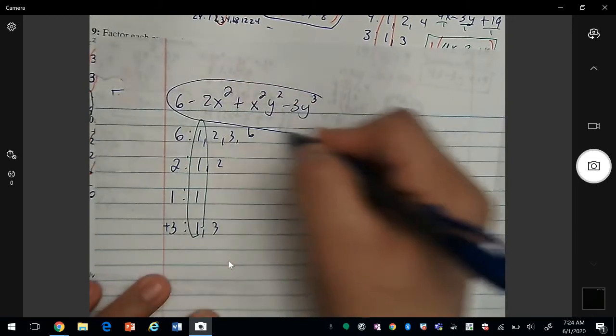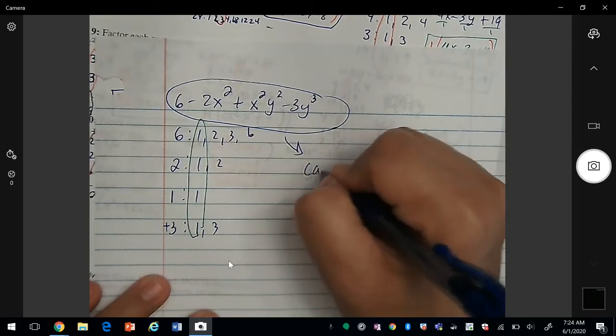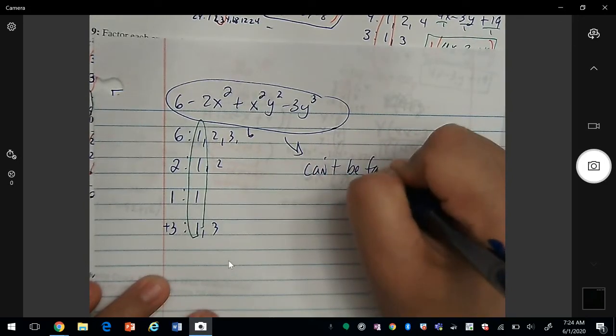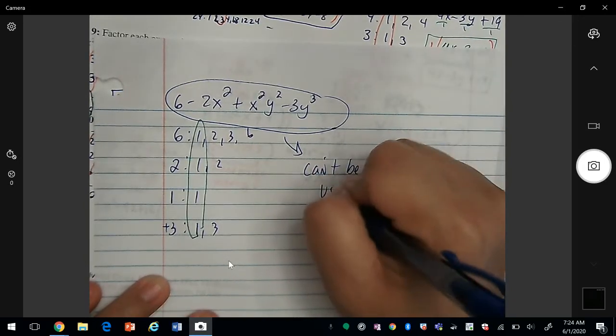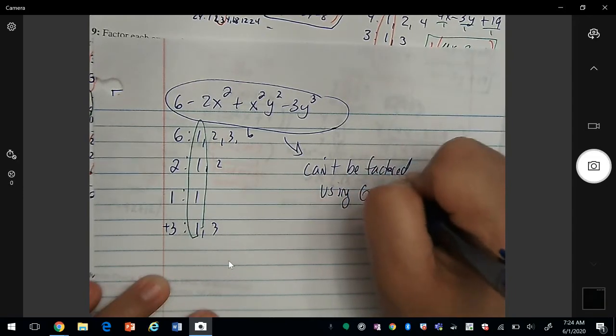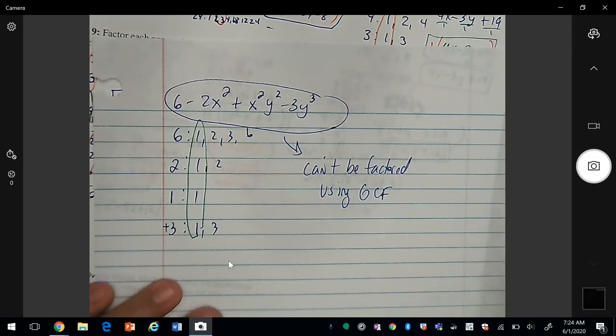So this right here can't be factored using the greatest common factor. So we need other ways to factor that.